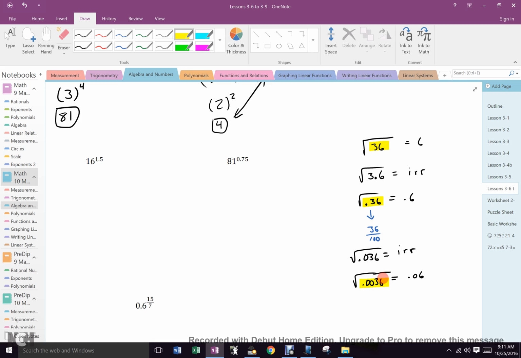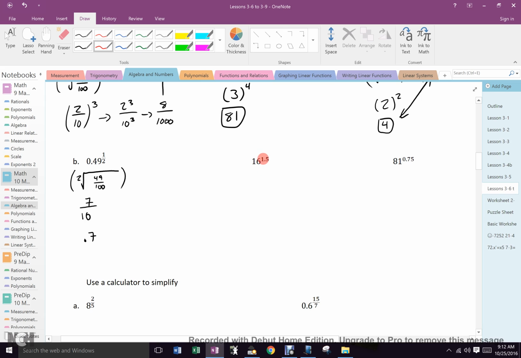Right? Don't memorize shortcuts. Look at what you're doing. This is 36 over 100, right? What's this? 36 over 1,000. 1,000 doesn't have a square root. This is 36 over 10,000, which does have a square root. Picking up what I'm putting down? Know what you're actually doing. Don't know a shortcut. Okay?